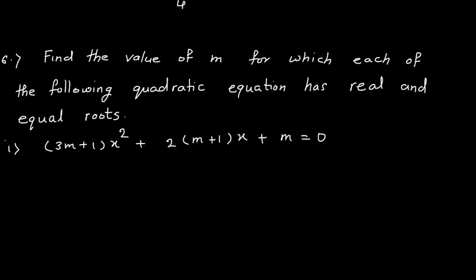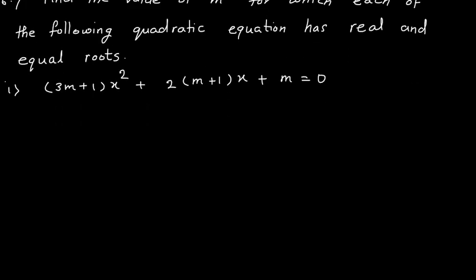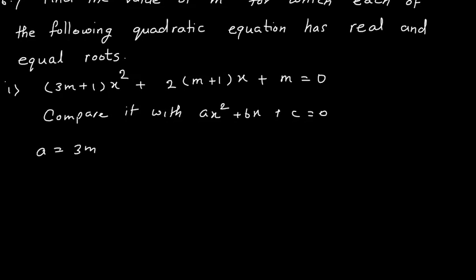Now sixth problem, find the value of m for which each of the following quadratic equations has real and equal roots. Again the problem is of the same category. Here the roots are real and equal. So again we can compare it with ax square plus bx plus c equal to 0. We get the value of a as 3m plus 1, the value of b as 2 into m plus 1, and the value of c as m. So we got the values of a, b and c.